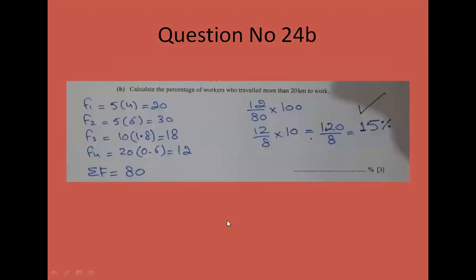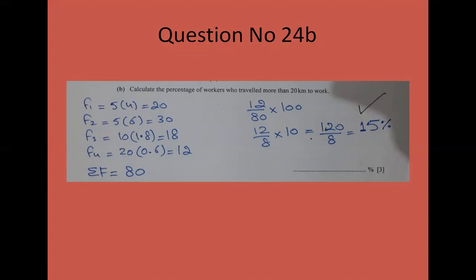So F1 will be 5 into 4, and that will be 20. F2 will be 5 into 6, and that will be 30. F3 will be 10 into 1.8, and that will be 18. F4 will be 20 into 0.6, and that will be 12. So the total frequency is 20 plus 30, that's 50, and 50 plus 18, that's 68, and 68 plus 12 is 80.